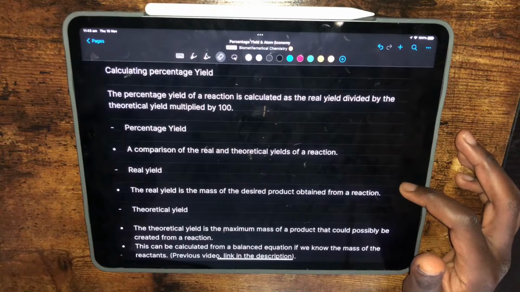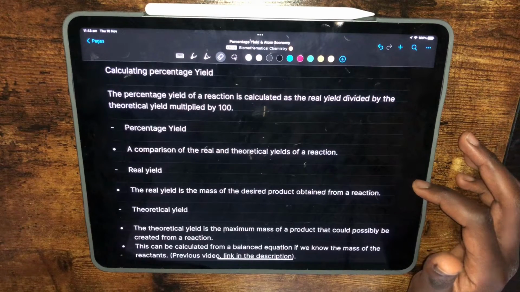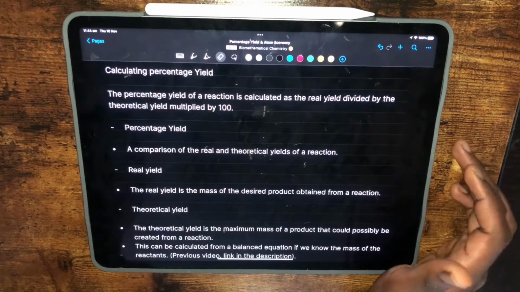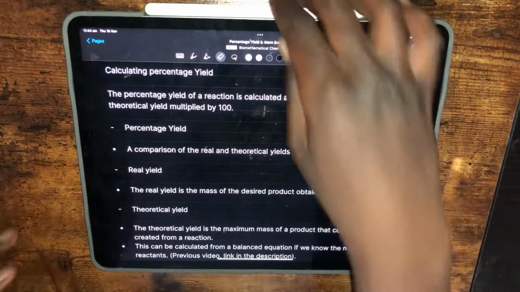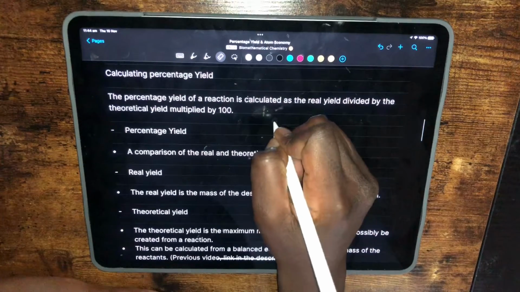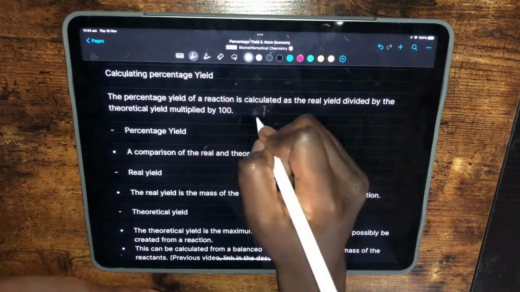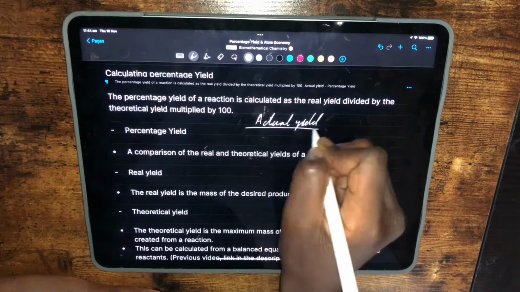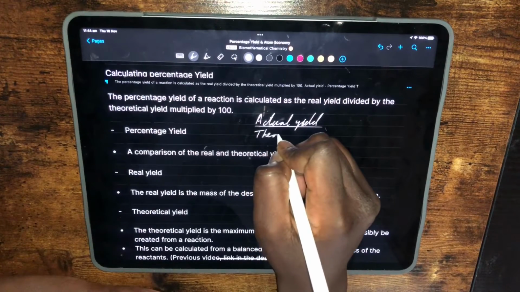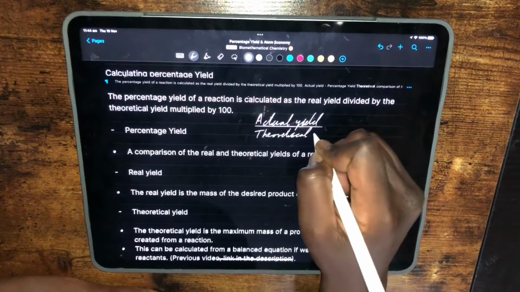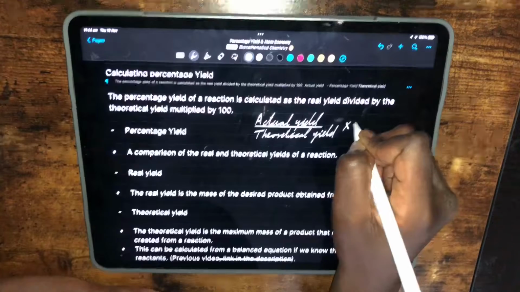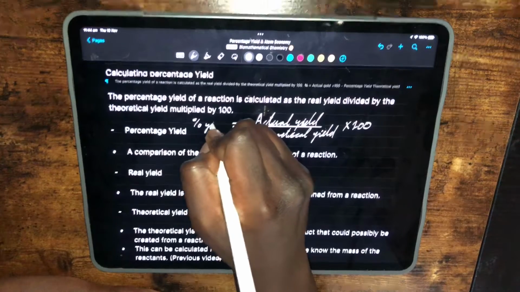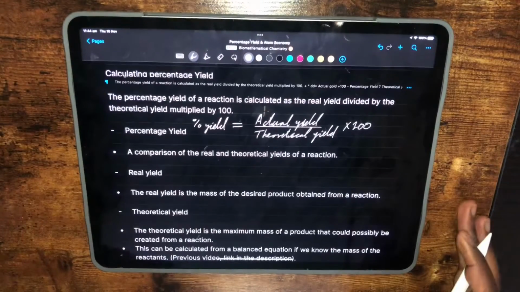The percentage yield of a reaction is calculated as the real yield divided by the theoretical yield multiplied by 100. So the actual yield over the theoretical yield times 100, and that's all equal to the percentage yield. A comparison of the real and theoretical yields of a reaction.